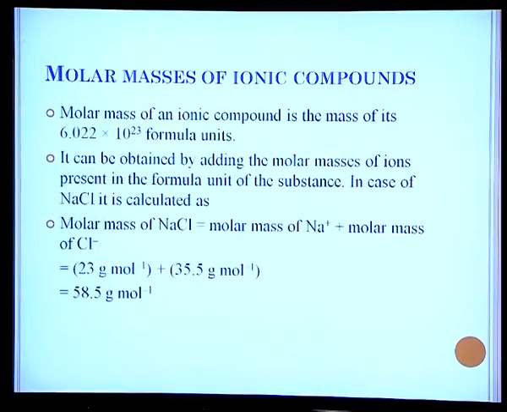Now, molar mass of ionic compounds. Molar mass of an ionic compound is the mass of its 6.022 into 10 to the power 23 formula units. It can be obtained by adding the molar masses of ions present in the formula unit of the substance. In the case of NaCl, it is calculated as: molar mass of NaCl will be equal to molar mass of Na+ ion plus molar mass of Cl- ion. I think you are very well aware that the molar mass of sodium is 23 and Cl is 35.5. We have to add them, we will get 58.5 gram per mole. Now, calculate the molar mass of K2SO4.